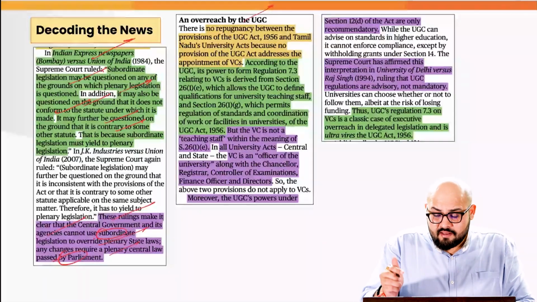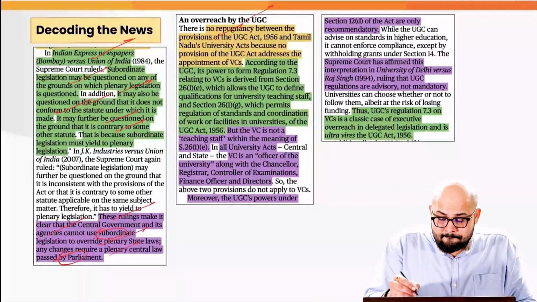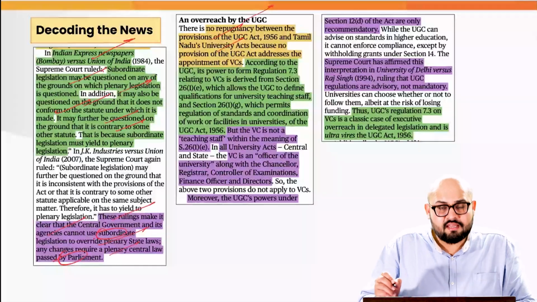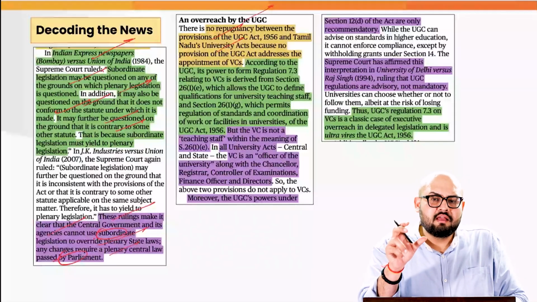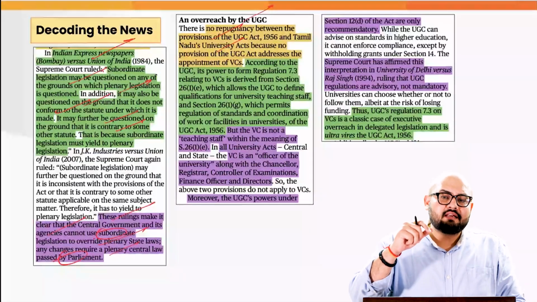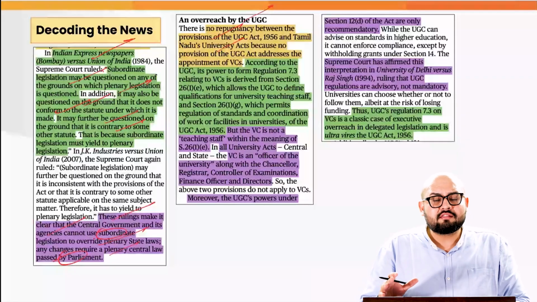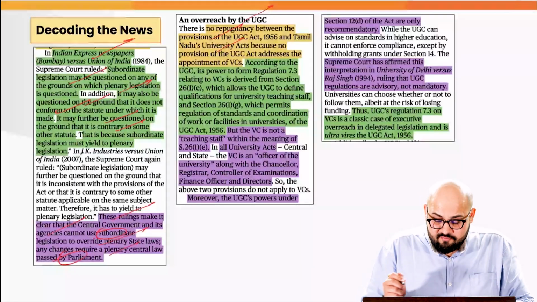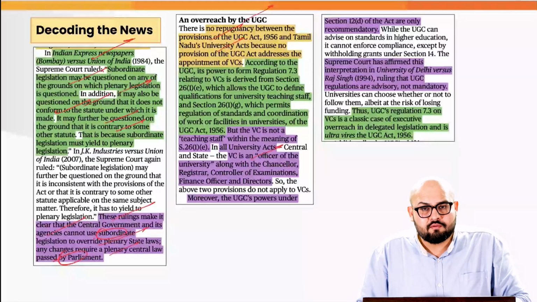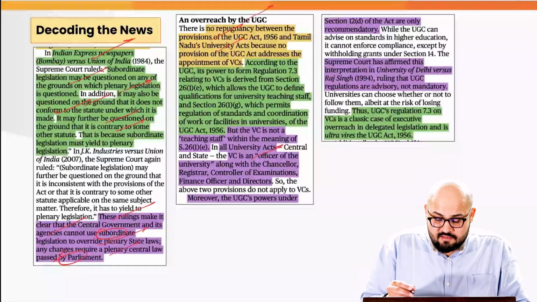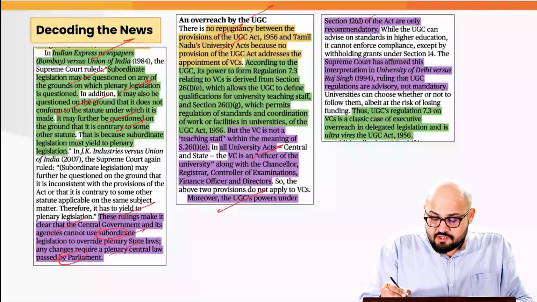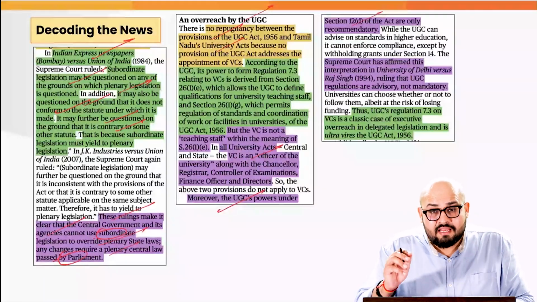So there is no repugnancy between the provisions of the UGC Act 1956 and the Tamil Nadu University Act. See, what the UGC Act says is that we are talking about the teaching staff appointment. But again, we need to understand that the VC is not a teaching staff. He is basically the officer of the university. So ideally, there is no repugnancy, right? Moreover, the UGC's power under Section 12(d) of the Act is only recommendatory.